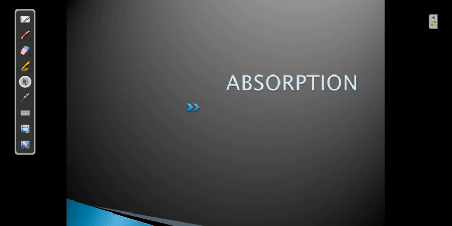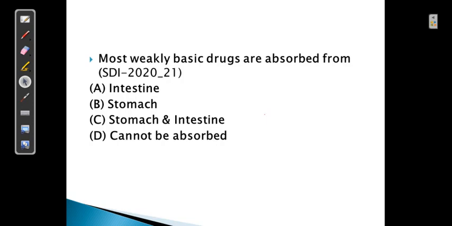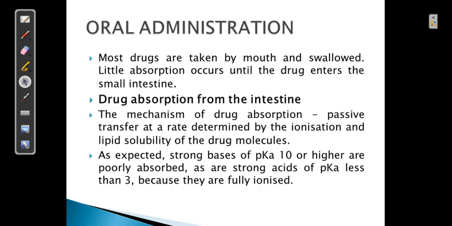Now let's see the absorption process. Simple question is mostly weakly basic drugs are absorbed from A intestine, B stomach, C stomach and intestine, and D cannot be absorbed. And correct answer is stomach. Now let's see the fundamentals.